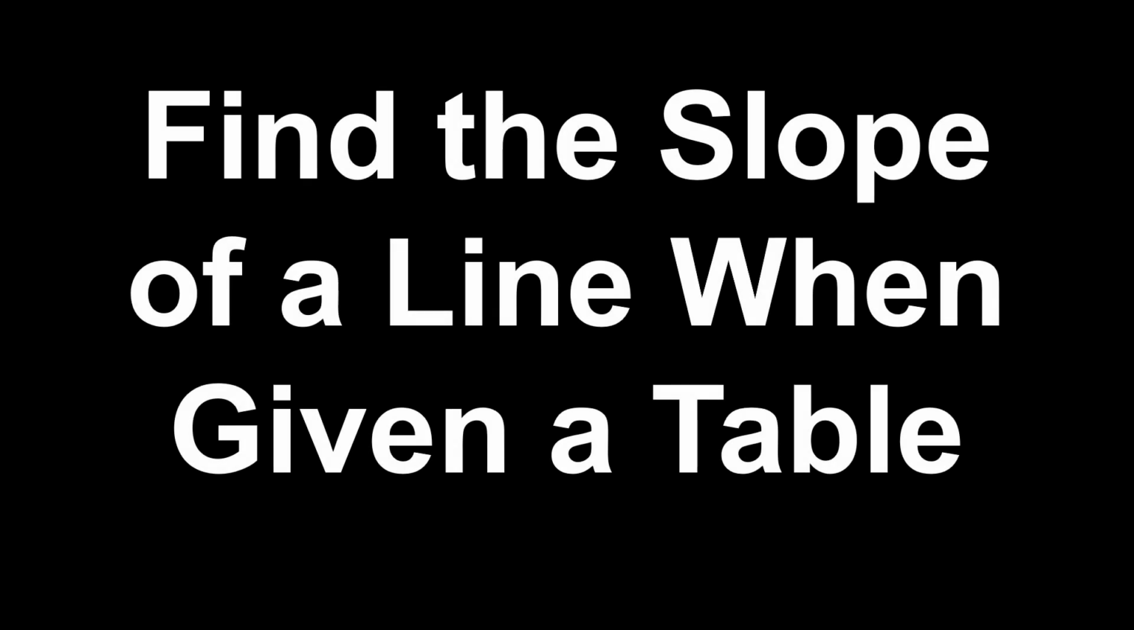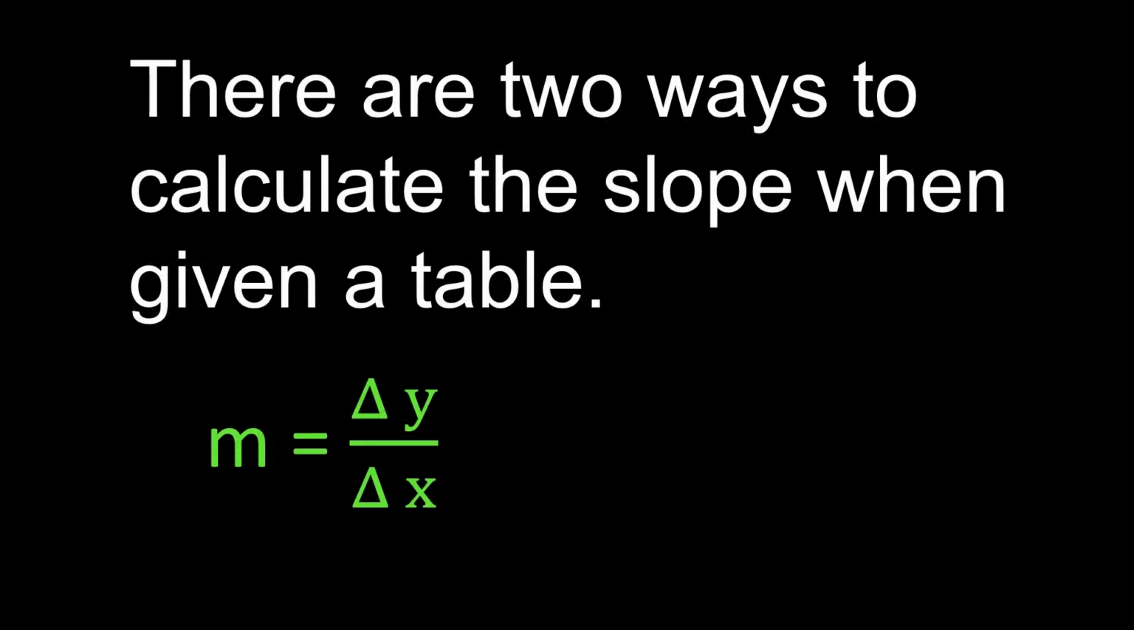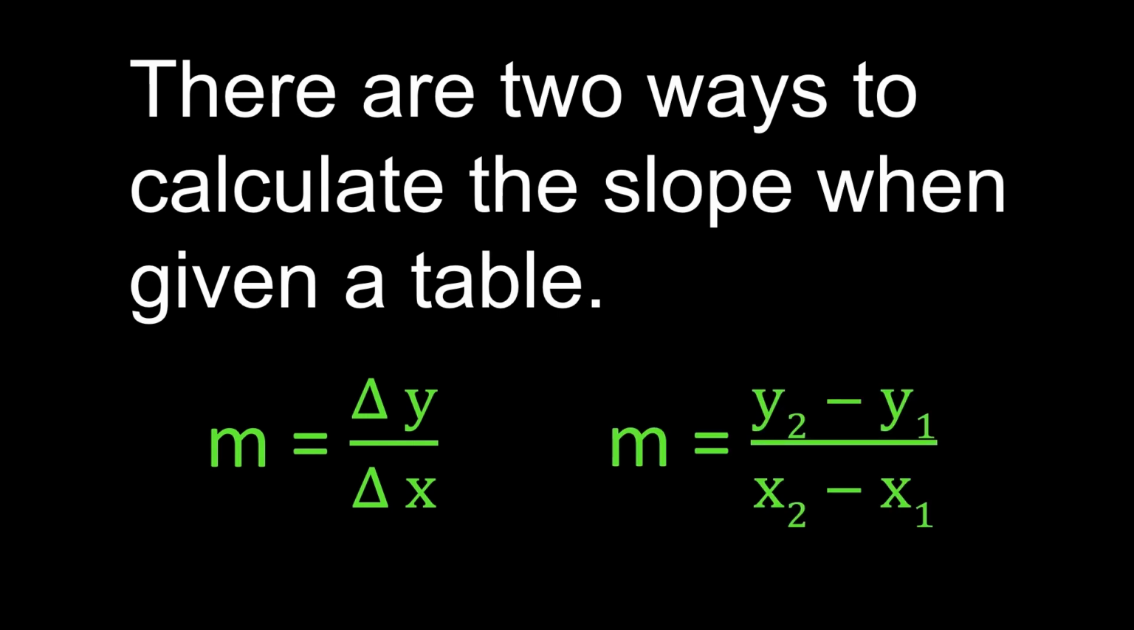In this video, we are going to find the slope of a line when given a table. And you have two choices when finding the slope from a table, and we'll show examples for both methods. You can use slope equals the change in y over change in x to find the slope, and this is the method we'll use in our first example. Or you can choose 2 points from the table and use the formula y2 minus y1 over x2 minus x1 to calculate the slope. Let's take a look at our examples.